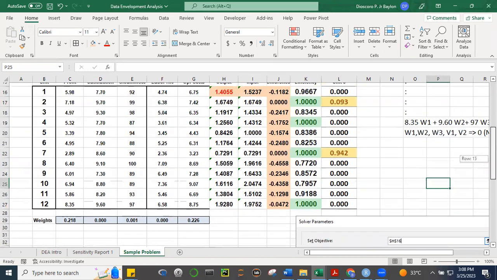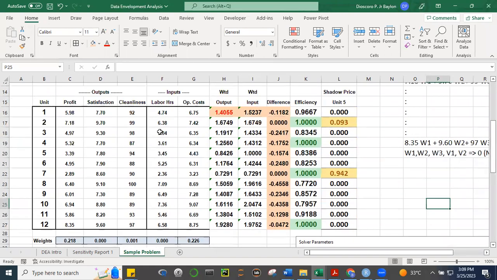So what does this tell us? It tells us that we can combine 9.3% of unit 2 and 94% of unit 7. So a little above 100%. But it's a linear combination of unit number 7 and unit number 2. And this linear combination, or this Frankenstein unit, will perform better than unit number 5, because this is the shadow price of unit number 5.